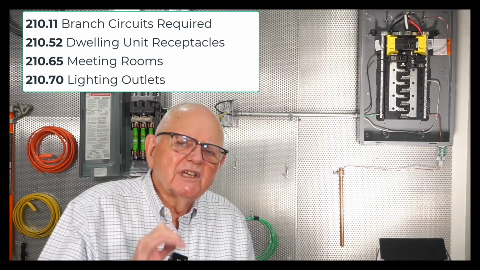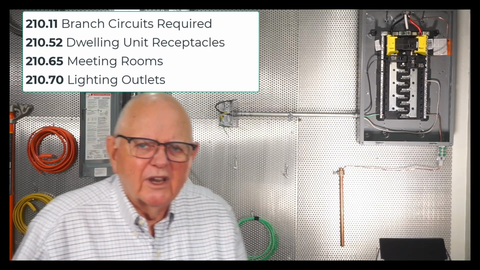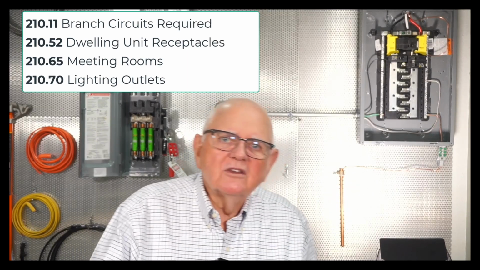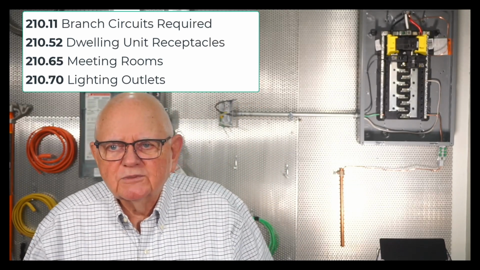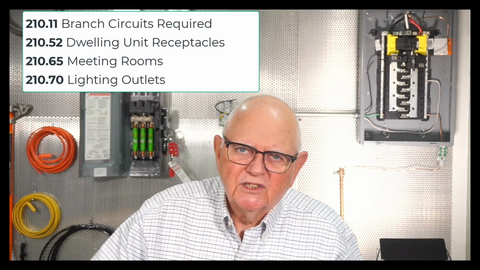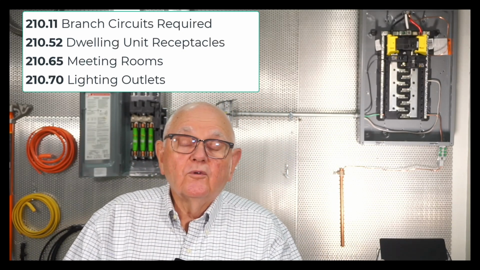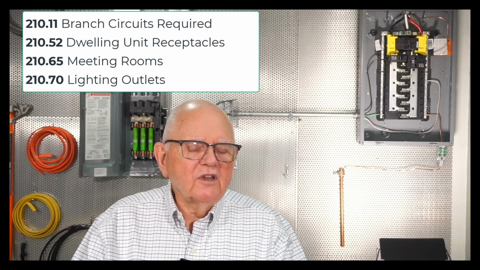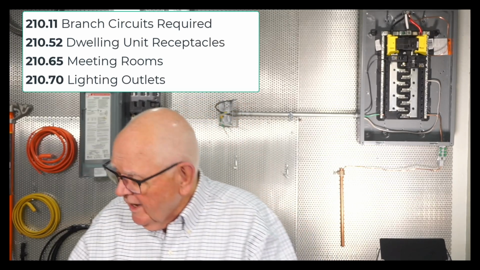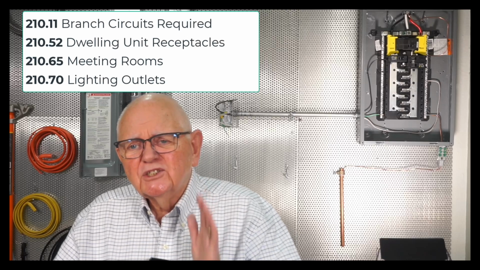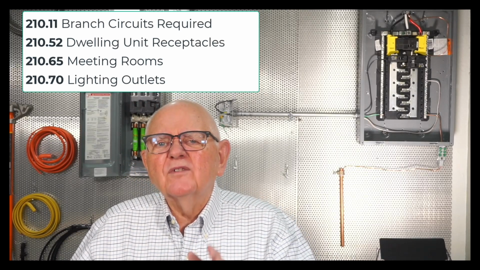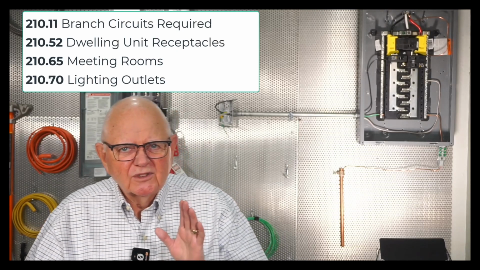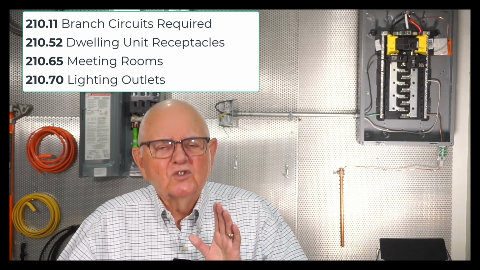Now notice what it says about receptacles in other than dwelling units. Nothing really. Well, what about lighting outlets? Well, yeah, there's plenty of requirements for lighting outlets in Article 210. If we were to take a look at 210.70, we find our requirements for lighting outlets. Well, take a look at 210.11 and 210.52 then, if you get involved in installing receptacle outlets in dwelling units.